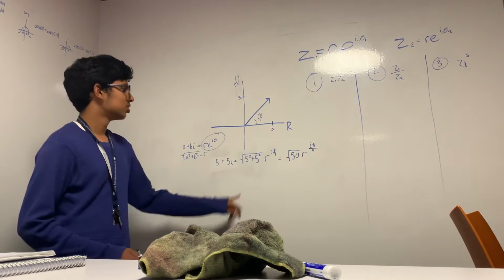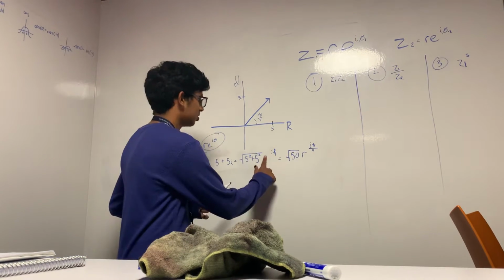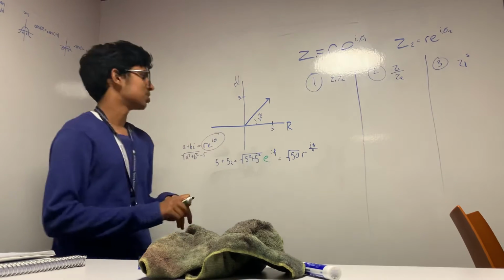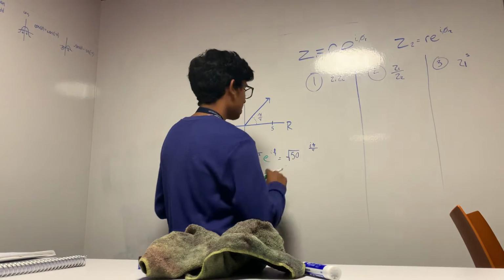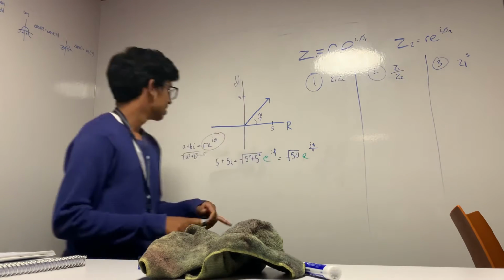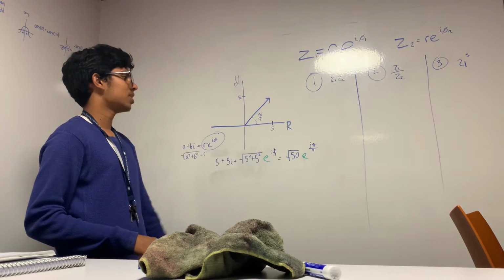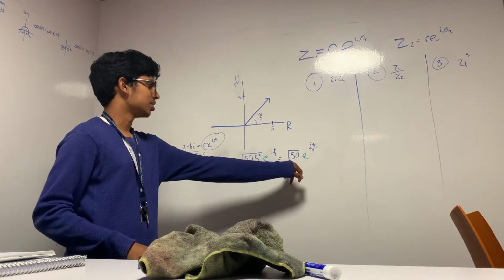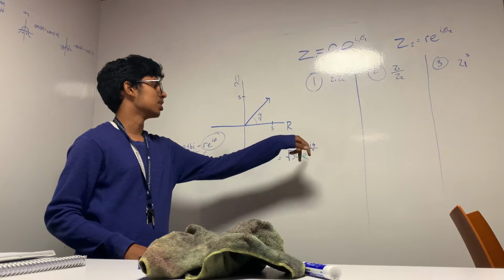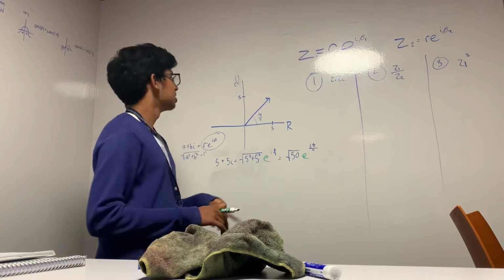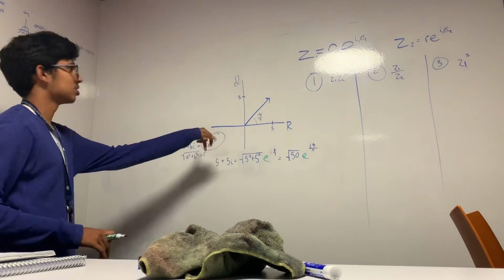5 squared. Oh shoot, this is supposed to be an e. Okay, that's supposed to be an e, this is supposed to be an e right here. Okay, so this is that, and then the angle is pi over 4 radians. So this would translate to square root of 50 e to the imaginary i multiplied by pi over 4 radians. That's just exponential form right here. This is the normal one.